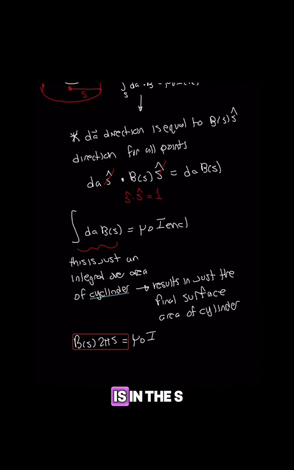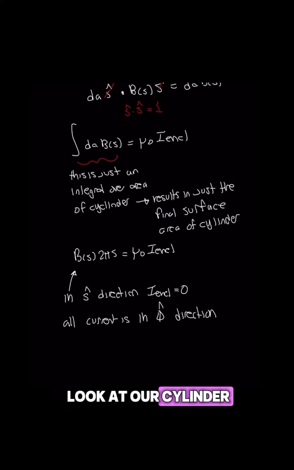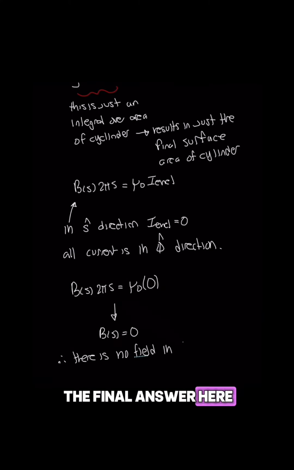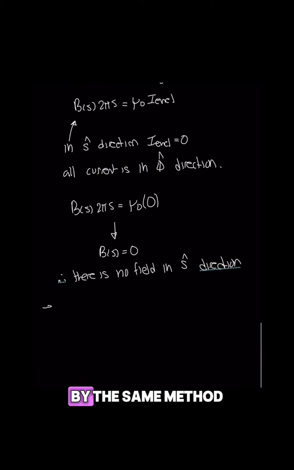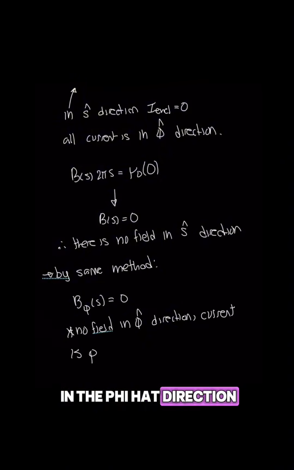Since the magnetic field is in the S hat direction, I enclosed is equal to 0, because if we look at our cylinder, all the current is in the phi hat direction. So if we plug that in, we get the final answer here. There's no field in the S direction. By the same method, we could find that there's also no field in the phi hat direction because the current is parallel.